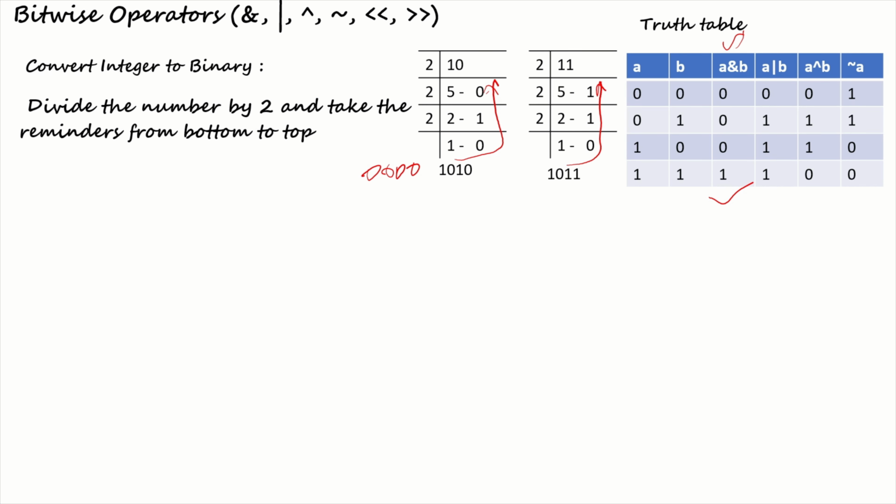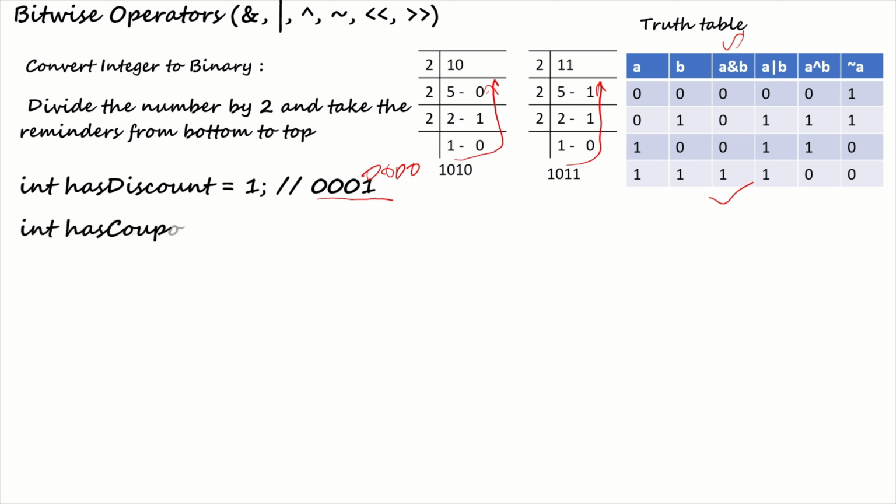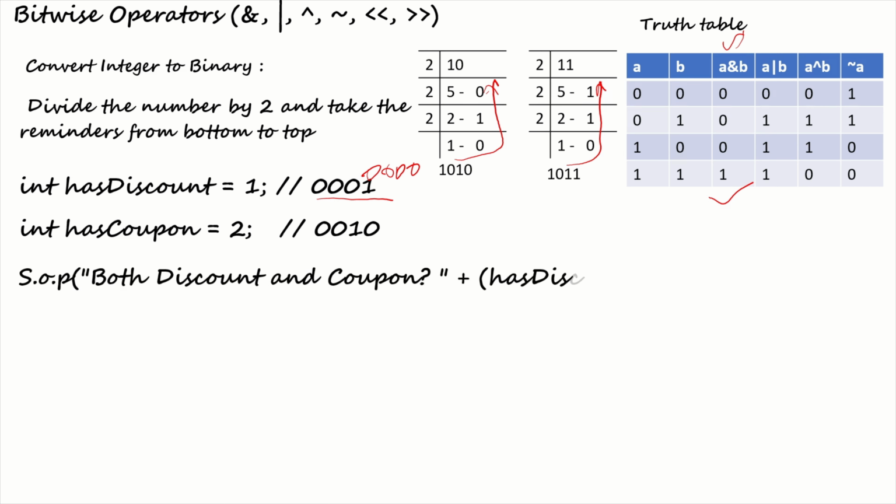For example, I have a variable called hasDiscount with value 1, whose binary is 0001, and another variable hasCoupon with value 2, whose binary is 0010. Now I want to write something like both discount and coupon. I will use AND. This is a bitwise AND operator, so when you use AND with integers, it acts as a bitwise AND. In this case, it's going to be 0.